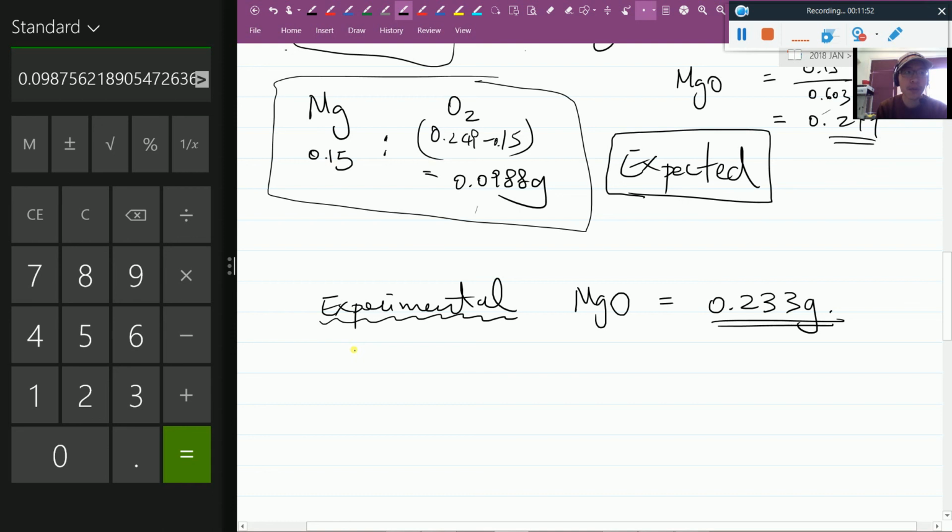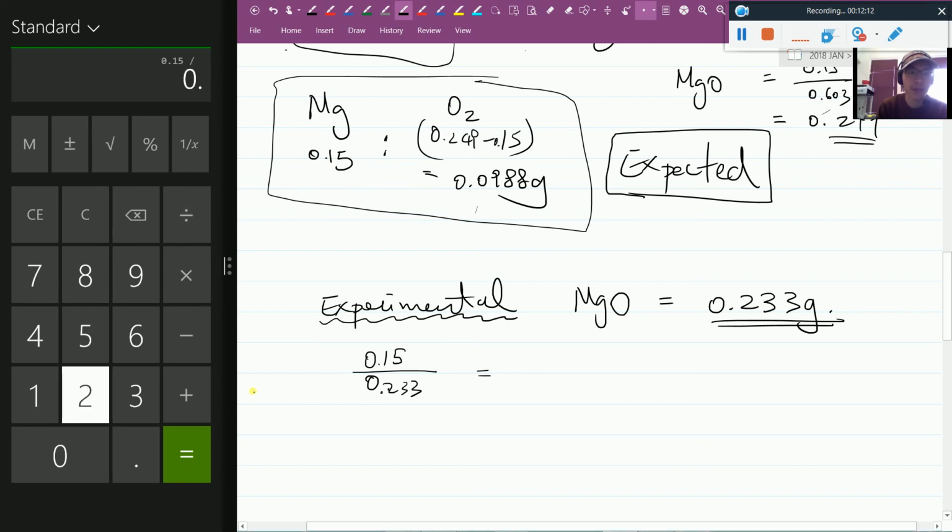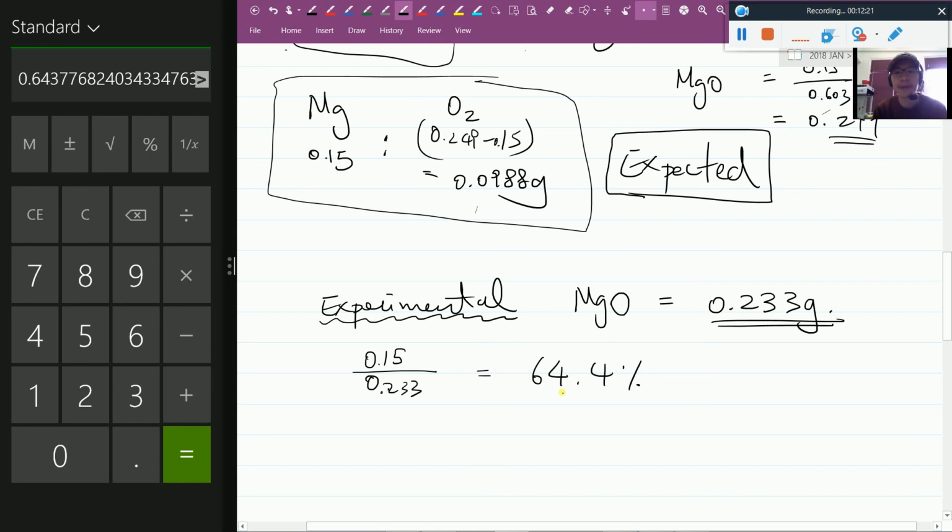So how do we work out the percentage? We need to work out the percentage of 0.15 out of 0.233, which is your percentage. And we've got 64.3%. 64.4%, instead of the 60.3%. You are slightly off from the expected if your result is 0.233.